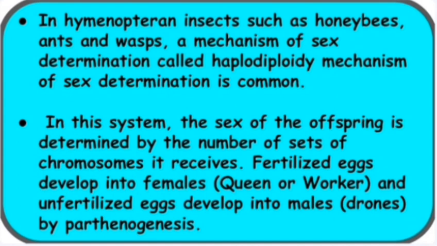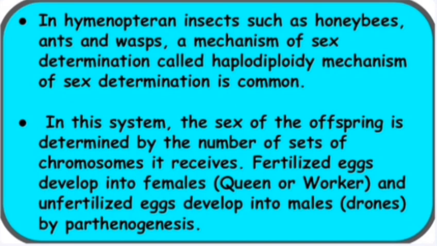So a mechanism of sex determination called haplodiploidy mechanism is very common. In this system, the sex of the offspring is determined by the number of sets of chromosomes it receives. So a fertilized egg develops into a female. So what is that? Either it will be a queen or a worker bee. There are 3 types of honeybees you would have learned, right? One is queen bee, worker bee and the drone bee. But here queen and worker bee are female, whereas drone is a male. So a fertilized egg develops into female, queen or worker, and an unfertilized egg develops into male, which is called a drone.